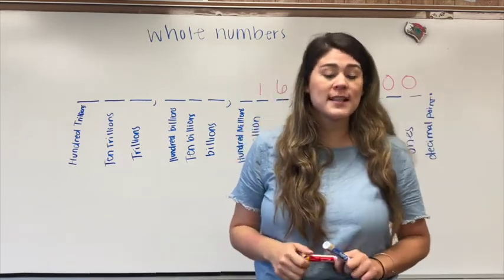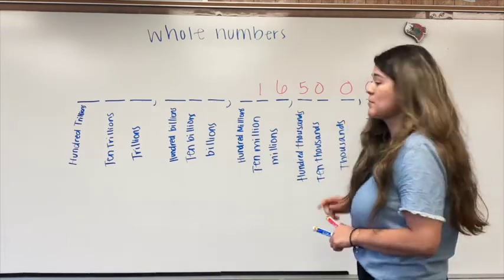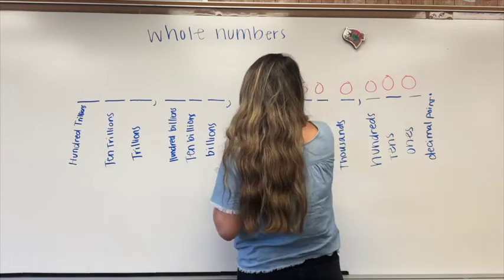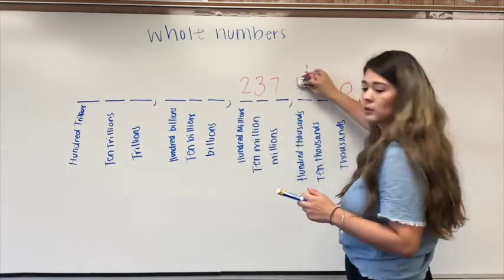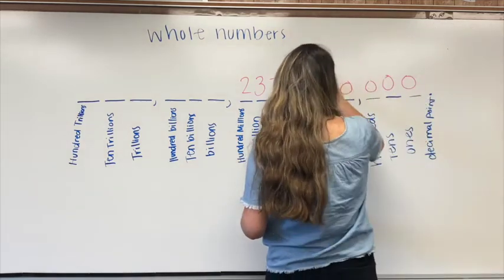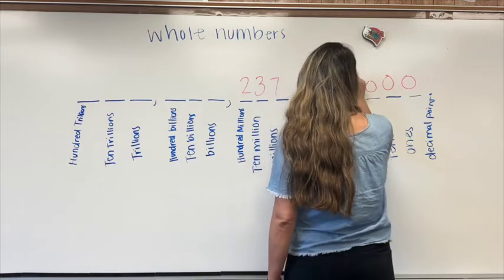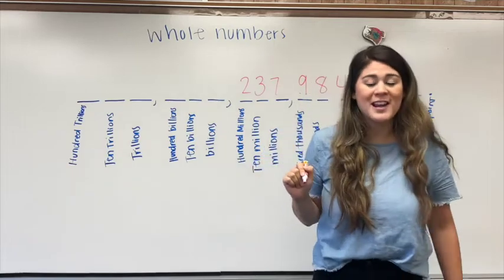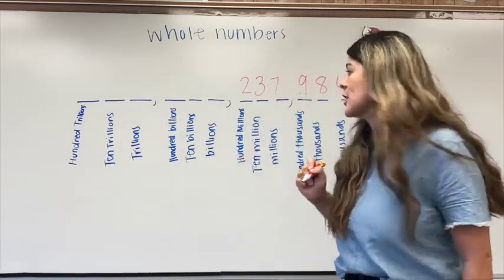All right, let's look at example 3. Our number is 237 million 984,000 and that's it. So 237,984,000, and it says to round to the nearest 100 million.